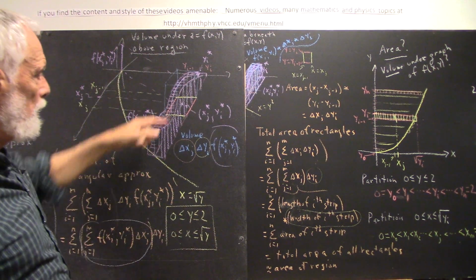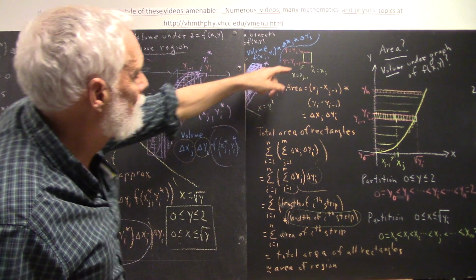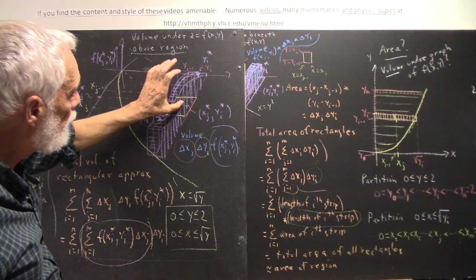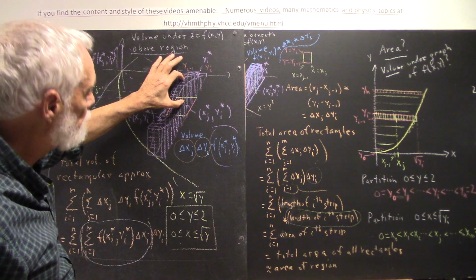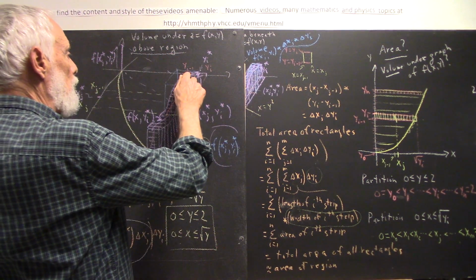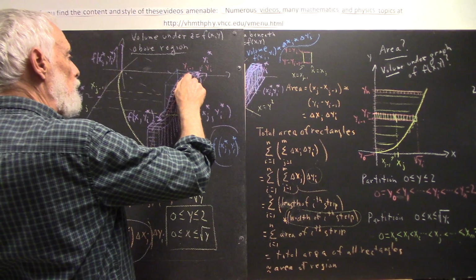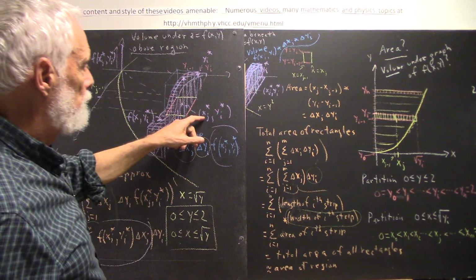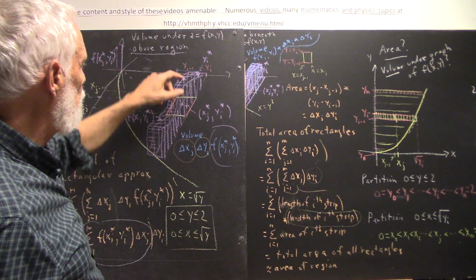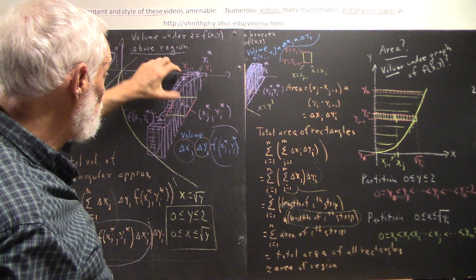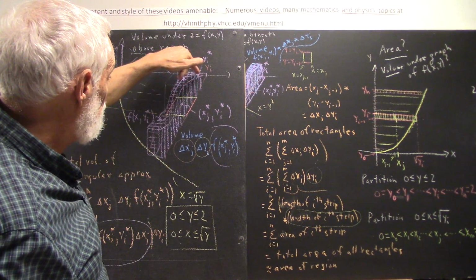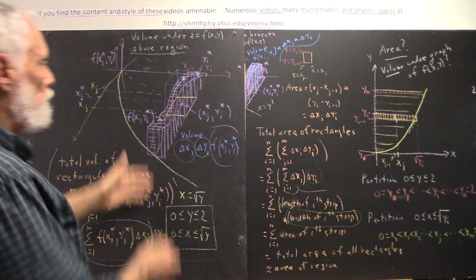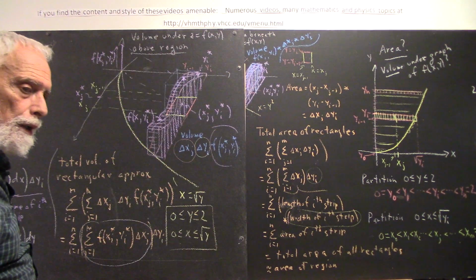Again, we had our red and green rectangle down here. We had our altitude here, which comes up to the graph of this function. Right there is the point x sub j star, y sub i star, f of x sub j star, y sub i star. But now we've got the whole graph and the whole strip of the region underneath the graph.